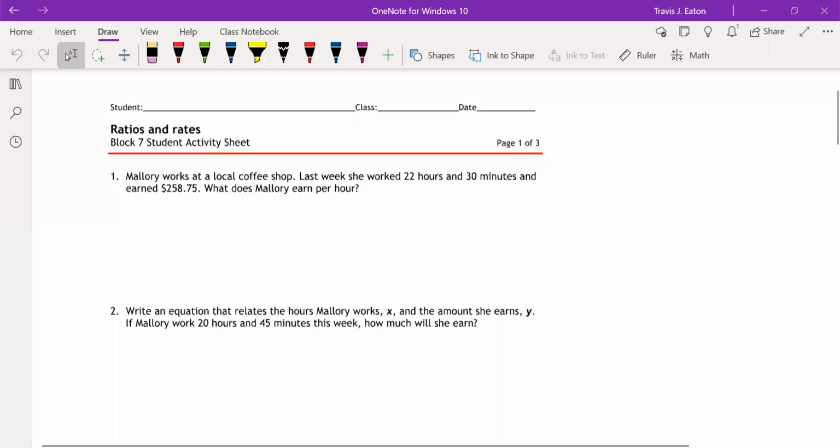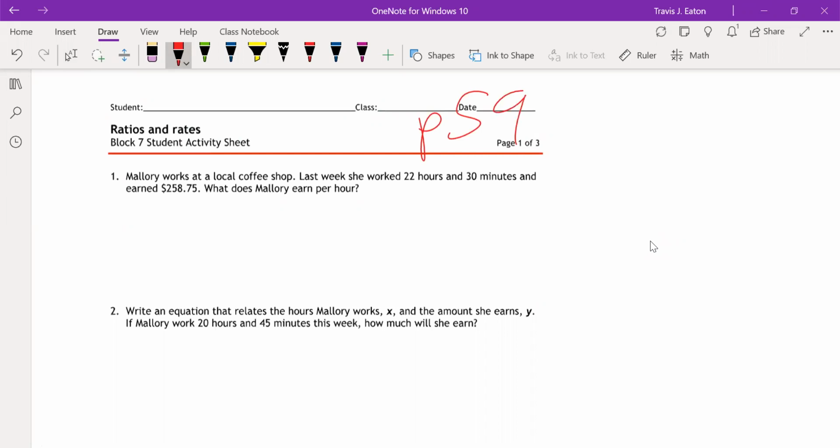All right, we are on topic 2, block 7 in your math book. Let's find out what page that is. Topic 2, block 7 begins on page 59 in your math book, page 59. So you can turn there with me right now.